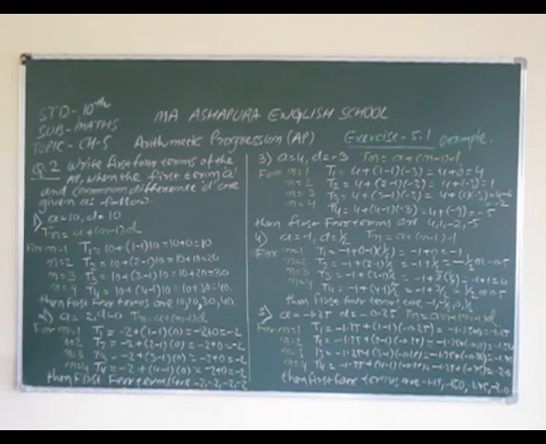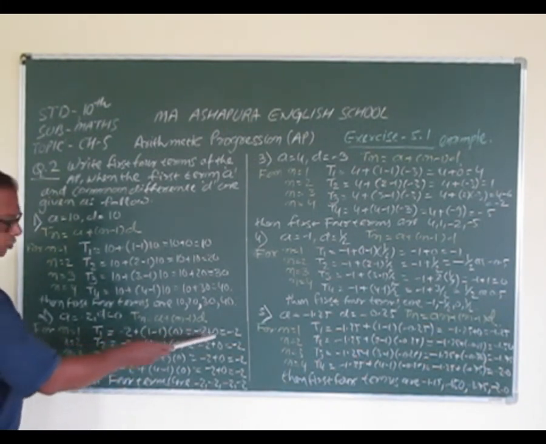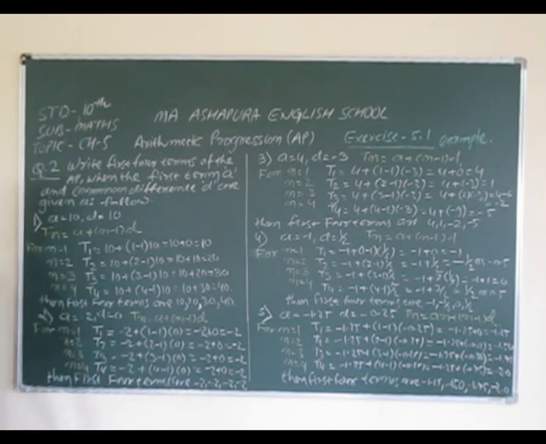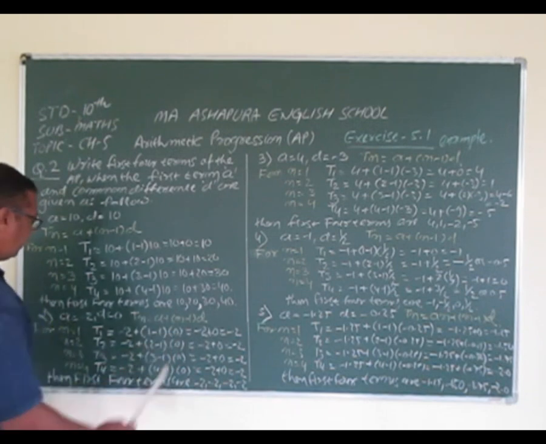So for n is equal to 1, that means the first term T1 is equal to minus 2 plus 1 minus 1 into 0. Here 1 minus 1 is 0 and 0 zeros are 0, so minus 2 plus 0 is equal to minus 2. Now n is equal to 2, therefore T2 is equal to minus 2 plus 2 minus 1 into 0. Once again 1 zero is 0, so minus 2 plus 0 is equal to minus 2.